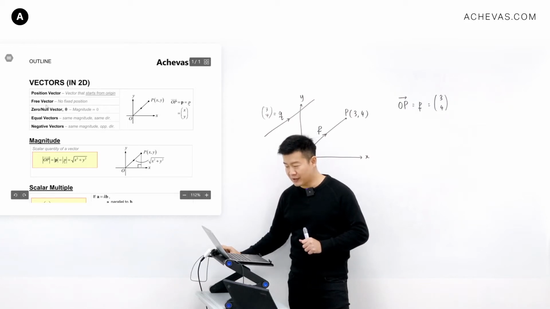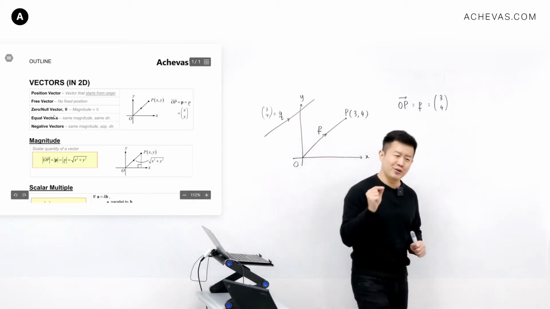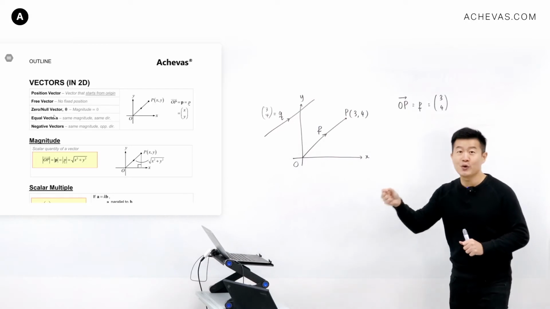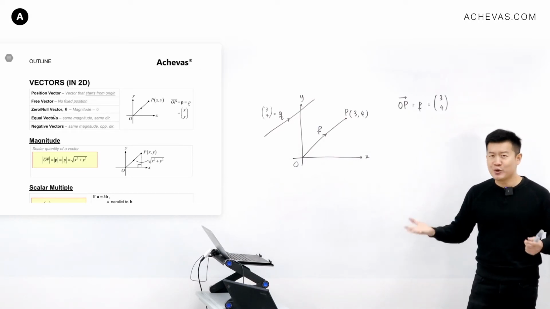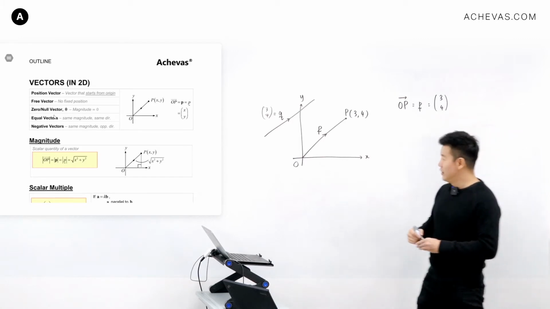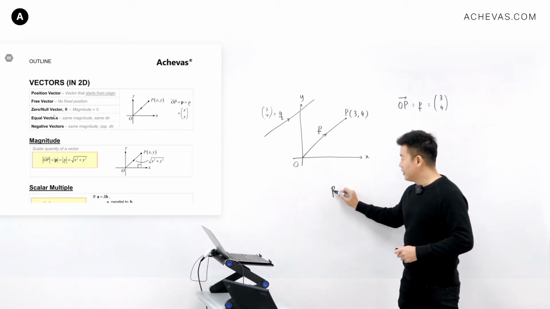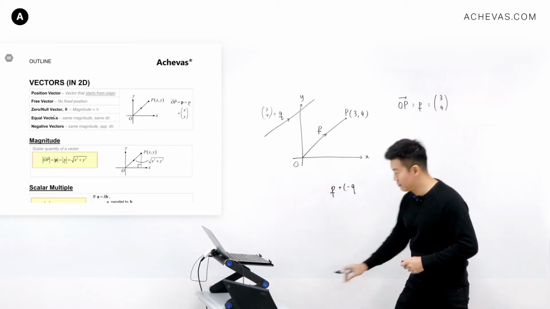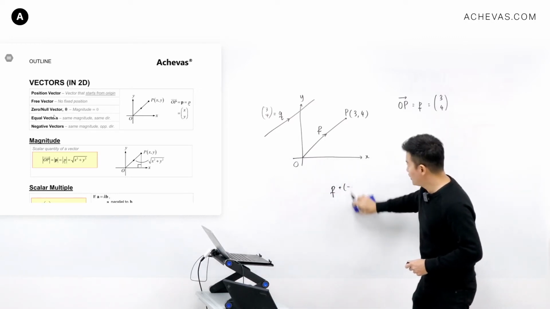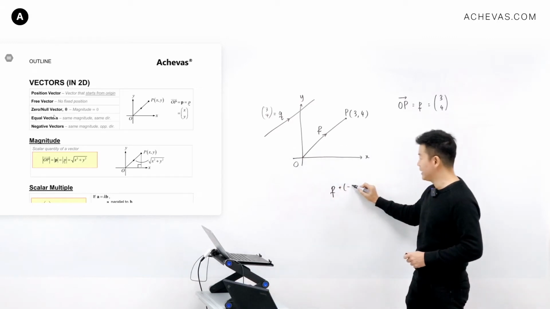We have free vectors, and we have this zero vector. Zero vector is weird because although it is a vector, it has no direction. So what is the use of a zero vector? Let's say we have this vector p, and then we want to add it to another vector, let's say negative p. So what do you think is p plus negative p?